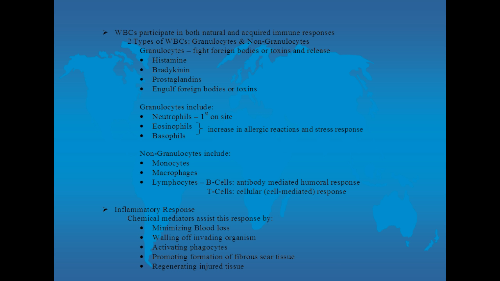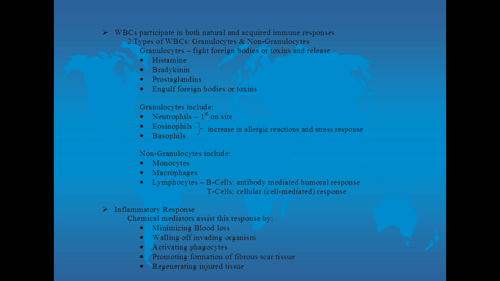Your WBCs participate in both natural and acquired immune responses. You've got the two types of WBCs. You've got your granulocytes and your non-granulocytes. Your granulocytes fight foreign bodies and toxins and release histamine, bradykinin, prostaglandins. They engulf foreign bodies or toxins. Those include your neutrophils, for they're the first on site, your eosinophils and your basophils.